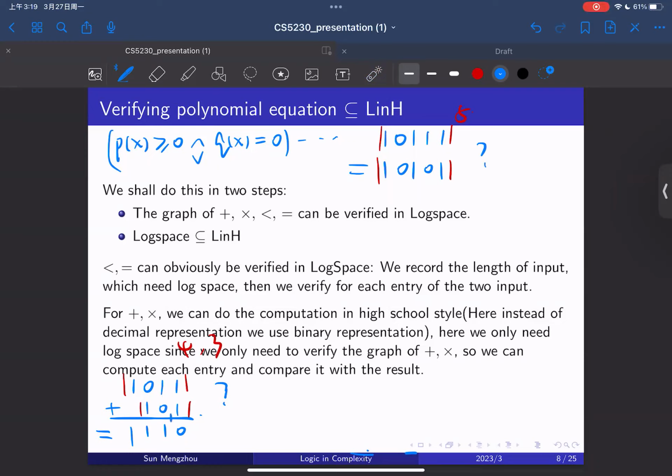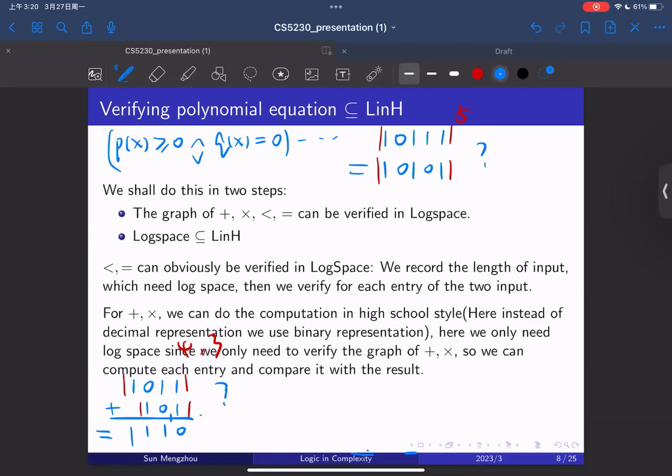We record the 1 here. And next, we compute this row. So this row would be 1 plus 1. 1 plus 1, which would be 0, but here is 1. So we know that the computation is wrong. So here we need log space for this computation, for this high school style computation.